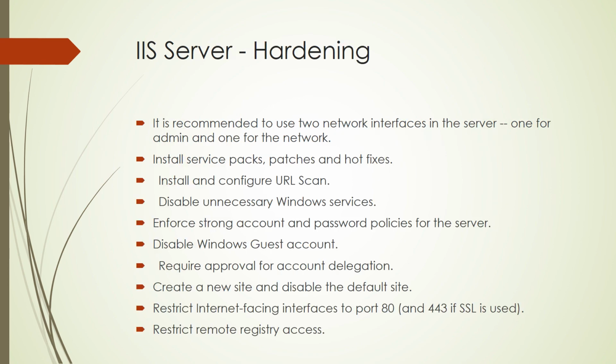On this slide, we'll go over some of the hardening techniques we can implement for an IIS server. It is recommended that you use two network interfaces in the server, so you would create one for admin and one for the network. The next one is to install all the latest, most up-to-date service packs, patches, and hotfixes. It will help you with security. It is important that you install and configure URLScan. It is also highly recommended that you disable all the unnecessary Windows services.